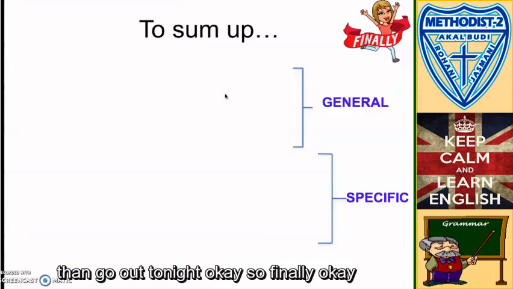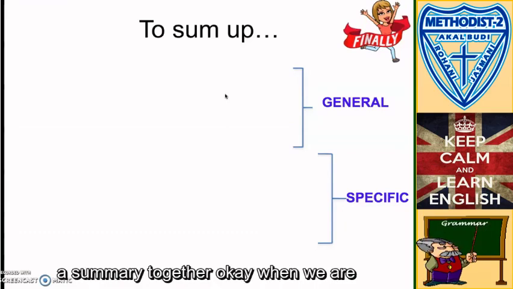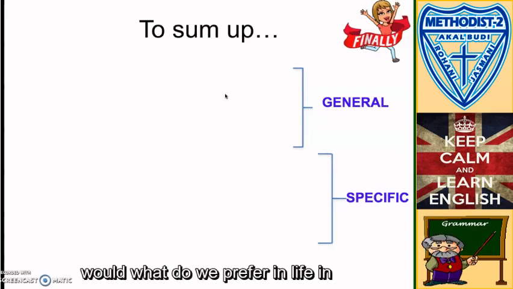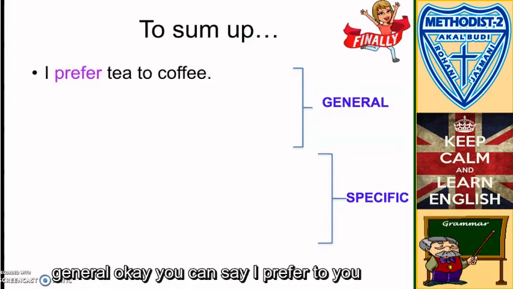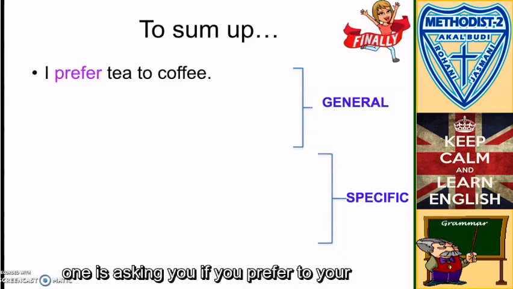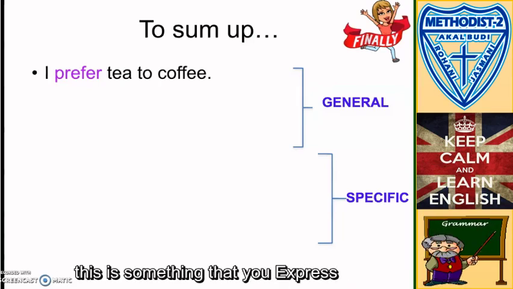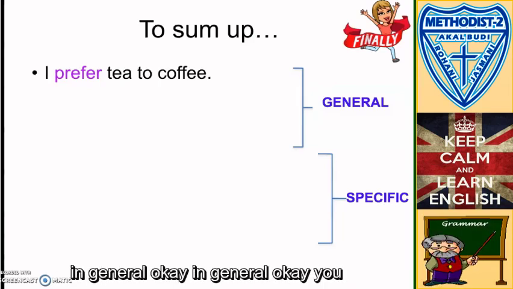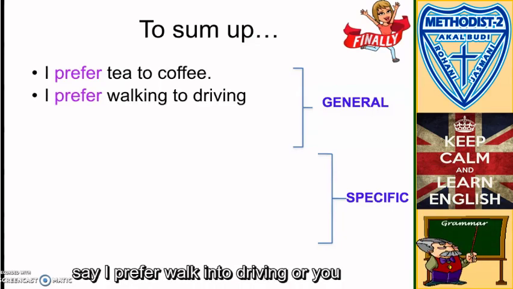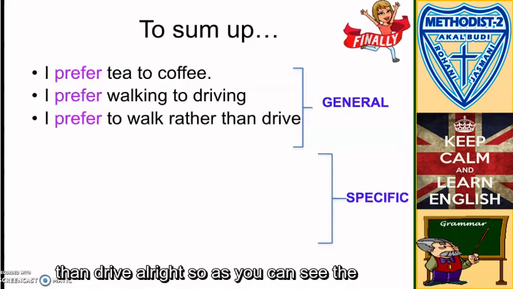So finally, we are almost done with this presentation. Let's try to do a summary together. When we are speaking about our general preferences, or what we prefer in life in general, you can say, I prefer tea to coffee. In this case, remember, no one is asking you if you prefer tea or coffee right now. No one is offering you tea or coffee and you need to decide. This is something that you express in general. You can also say, I prefer walking to driving. Or you could also say, I prefer to walk rather than drive.